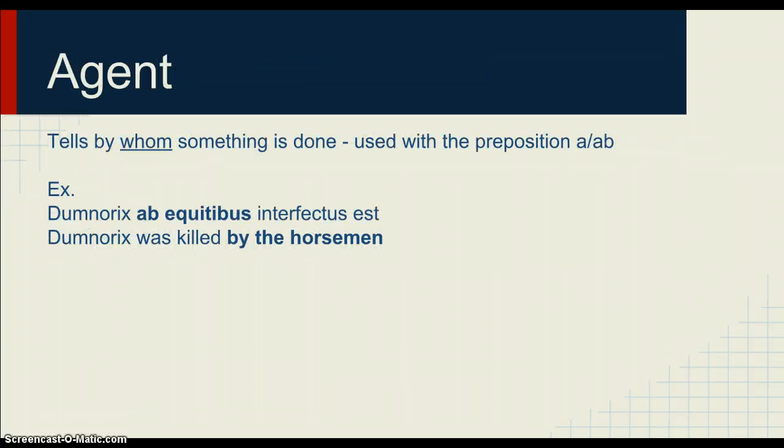The second one is ablative of agent, which tells by whom something is done. It's used with the preposition a or ab. An example would be Dumnorix ab equitibus interfectus est, which would mean Dumnorix was killed by the horsemen.